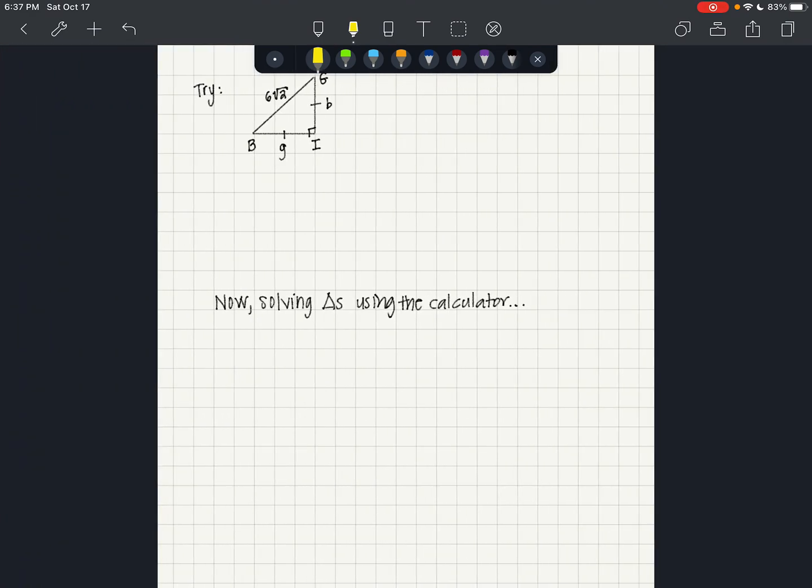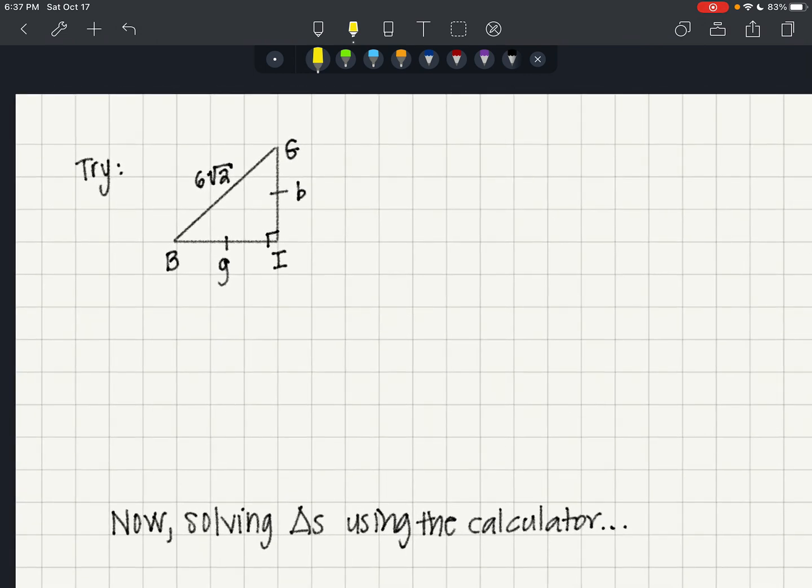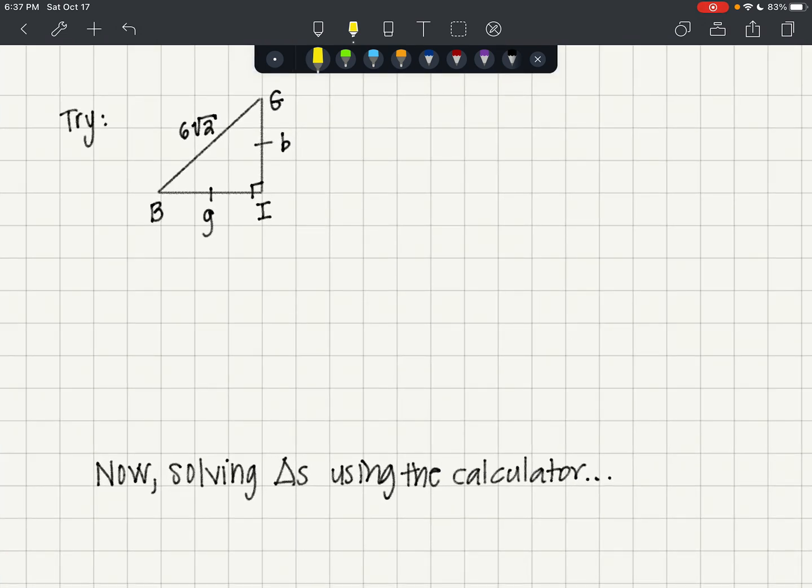So now I believe it's time for you to try. Let's see if you can try to solve this triangle. Press pause and then come back for an answer.